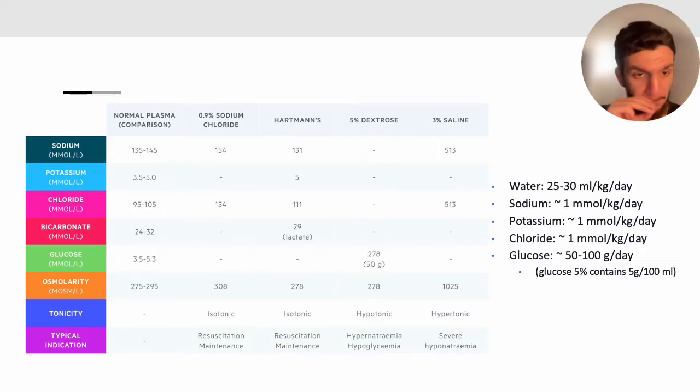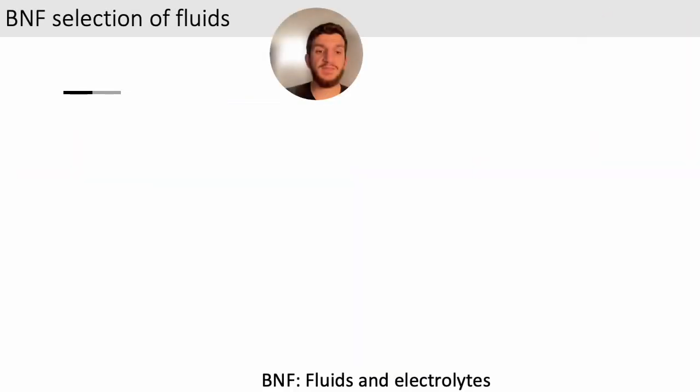So let's have a look at what the BNF suggests. If you have a look at this page in the BNF, you should be able to Google this, or search for this in the fluids and electrolytes section of the BNF, and it'll give you some advice about oral rehydration and oral resupplementation of those derangements. So for instance, for potassium, you can always give Sandoz-K as an alternative to bring the potassium up.